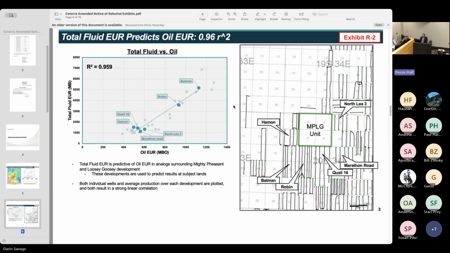What we're showing here is that when we narrow the focus even more, we see a strong correlation with the offsets between total fluid and oil EUR. So this is evidence that contradicts what Permian Resources' technical experts have said, that there is not a strong correlation, or there is no correlation. So we believe that total fluid can be representative of the oil recoveries. It just requires two steps in the process to do the conversion from porosity height to total fluid to oil EUR.